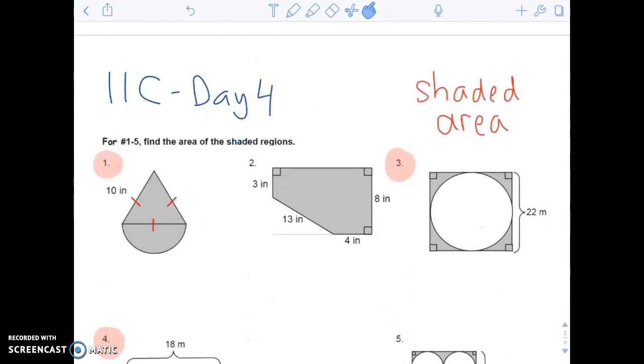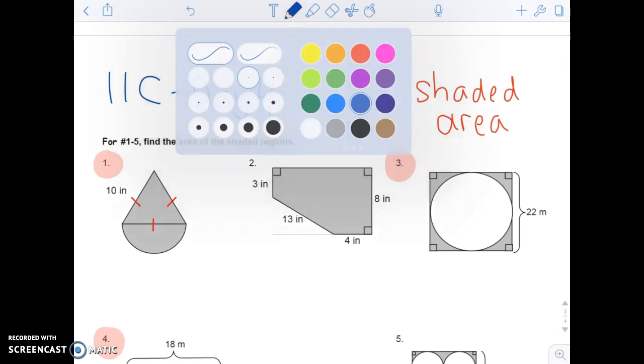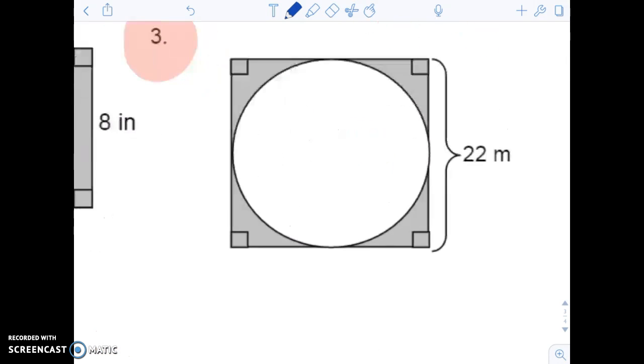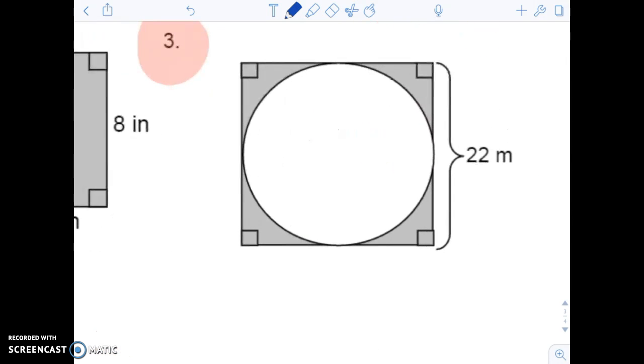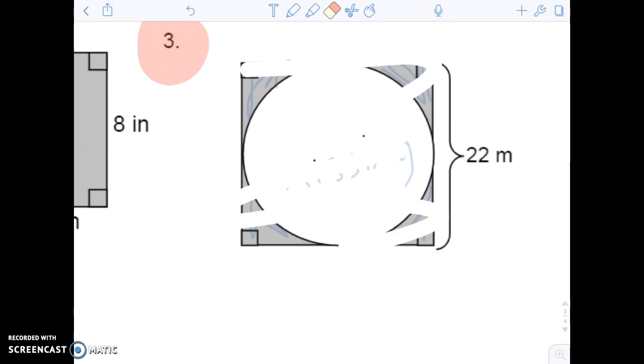Moving into the last thing, area of a shaded polygon. So these are more of a process. I'm just going to start out with problem number 3. Your goal is to only get the answer of the shaded polygon. If I only want this part, it's kind of like I have a square, but I'm missing the circle that's located inside of it.